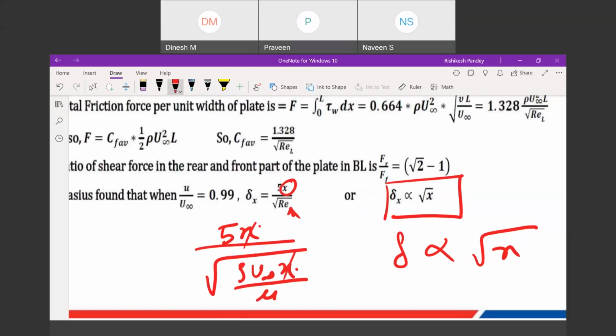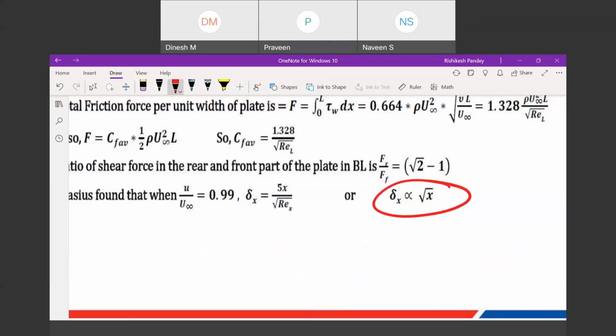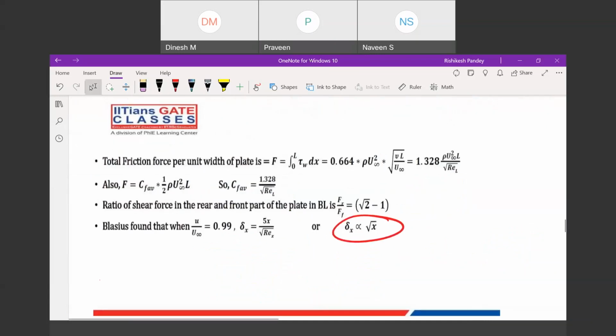So I will get 5 root x divided by root of rho u infinity by mu. This is the equation I am getting here. So it is proportional to root over x. Okay, so boundary layer thickness delta x is proportional to root over x. This is the important point you can note.